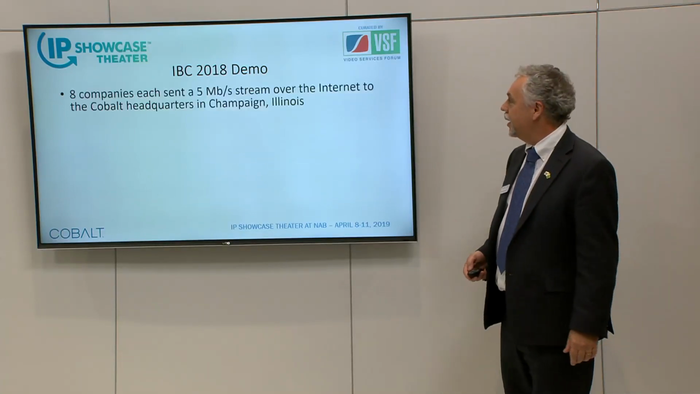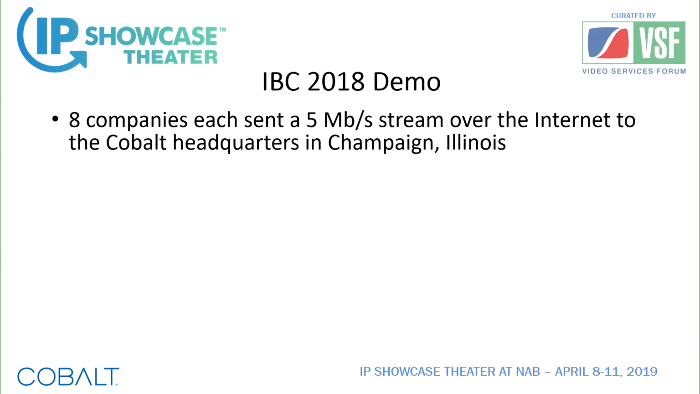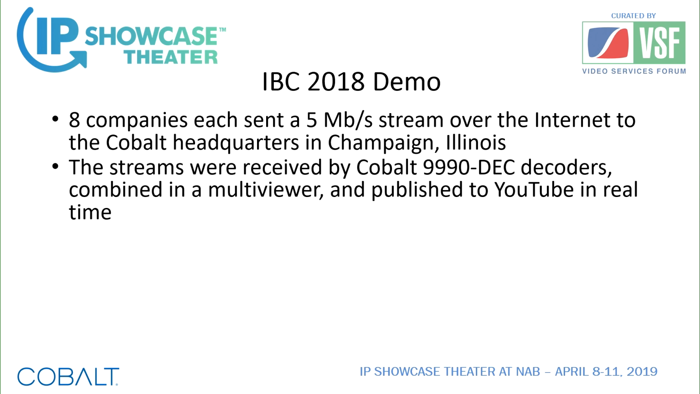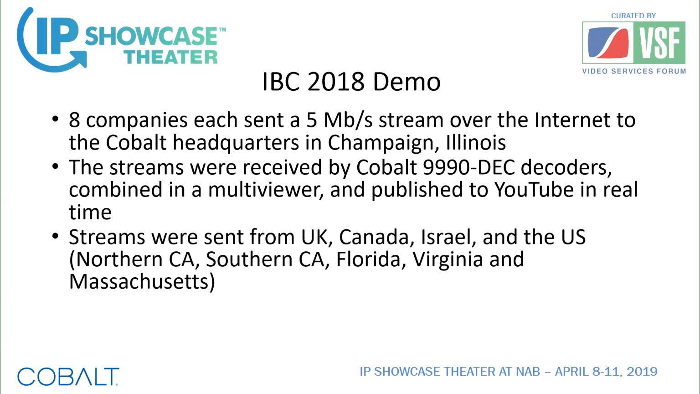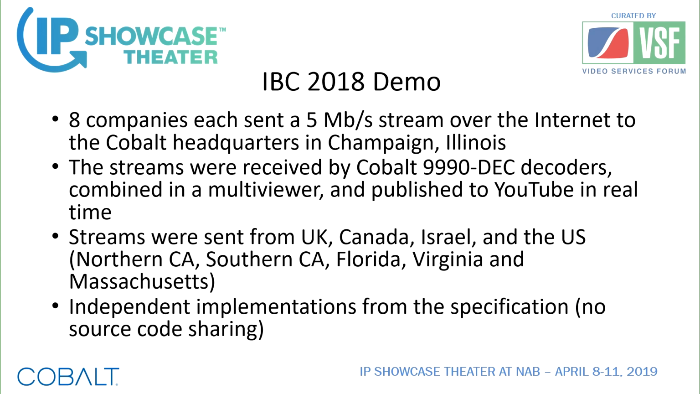We did a nice demo at IBC 2018 where 8 companies sent 5 megabits per second to Cobalt decoders in Champaign, Illinois. The streams were received by Cobalt decoders. We threw them into a multiviewer, combined them, and sent them to YouTube so people could see that. The streams came from the UK, Canada, Israel, and the US, and many places in the US.